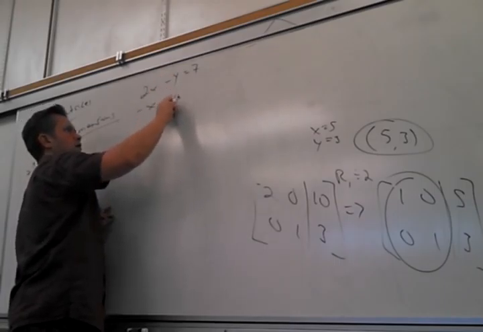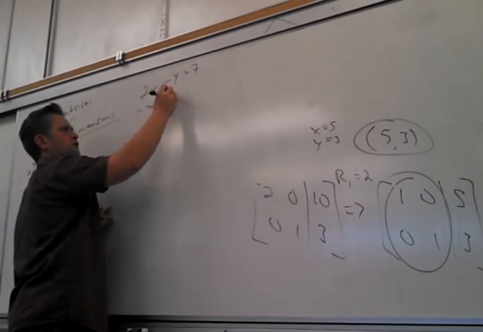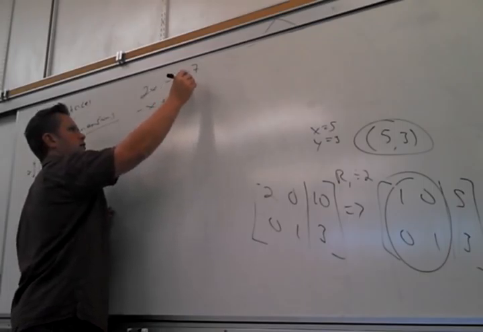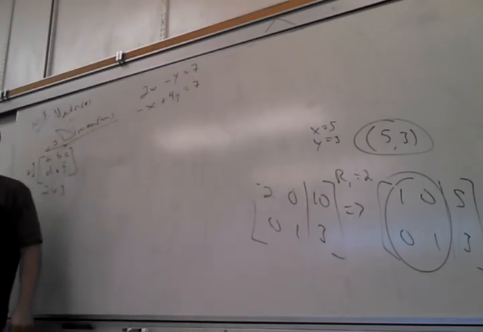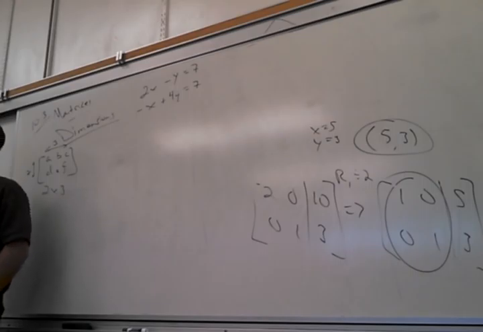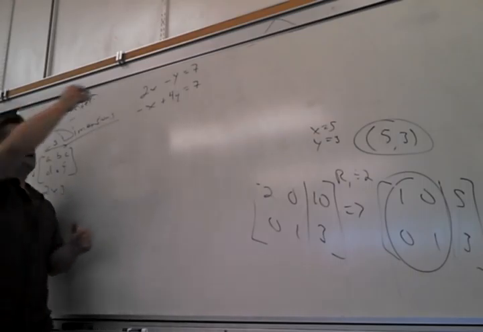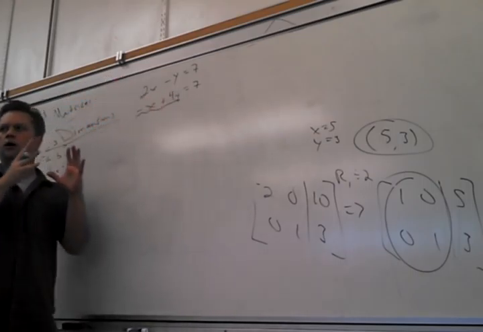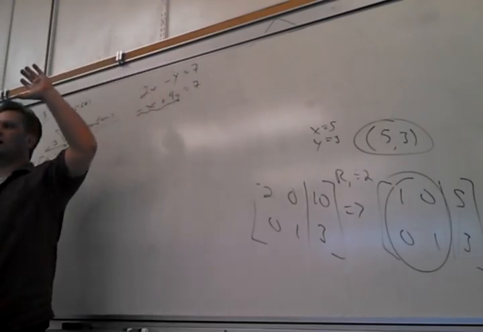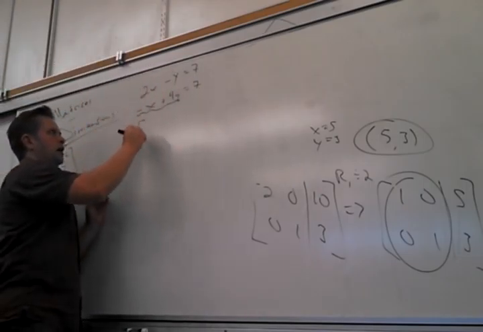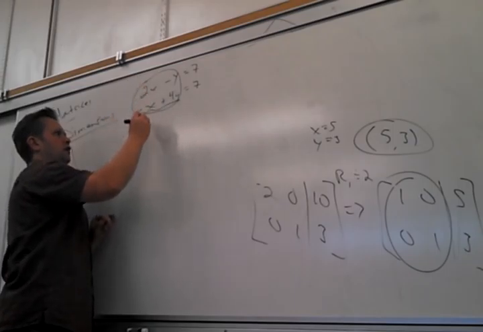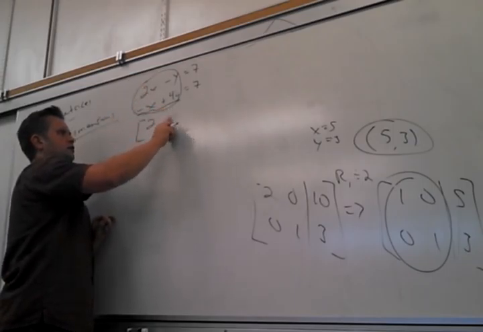Negative x plus 4y equals 7. Okay, I call that a 2 by 2 problem, and the reason I do that is because this would be the main matrix part. This we call augmented. So when I write the matrix for this system of equations, there's x and y.